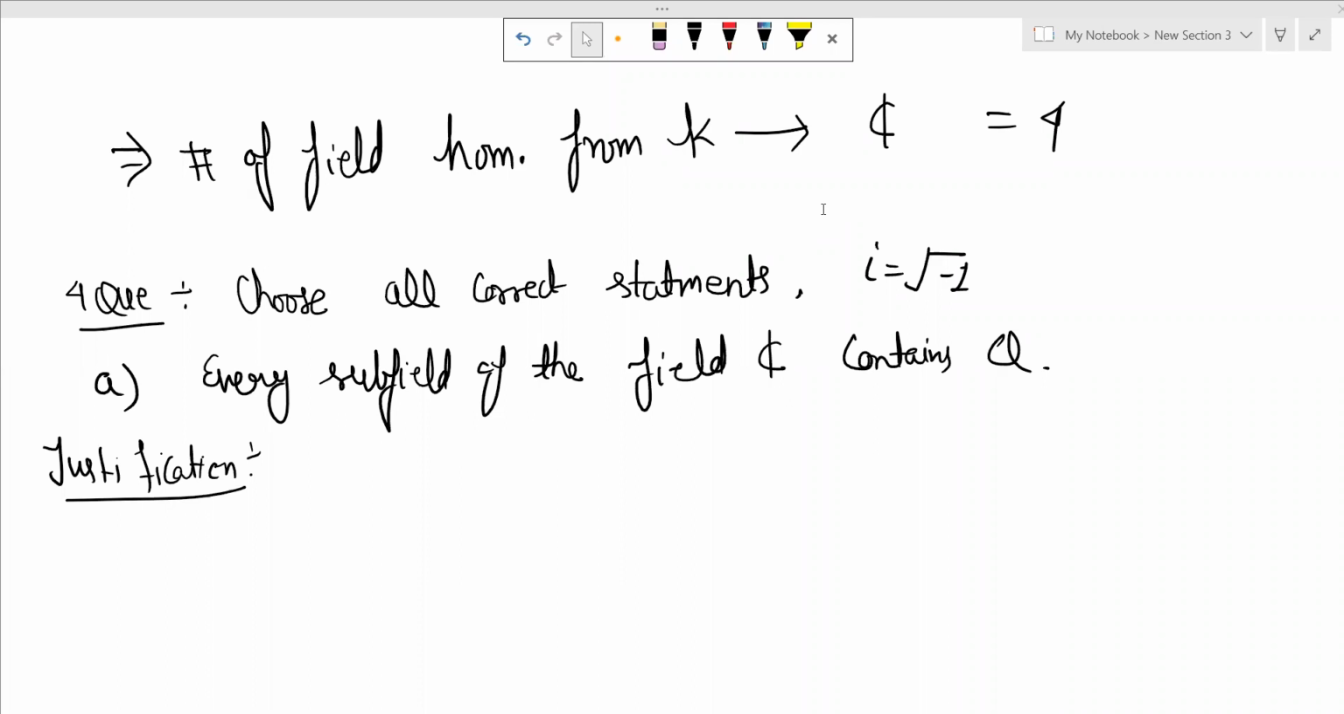Is Z mod pZ a subfield of the complex numbers? Z mod pZ is a field when p is a prime number. So I am asking, is this a subfield of the complex numbers? If it is a subfield of the complex numbers, then this statement is false, right? This does not contain Q.